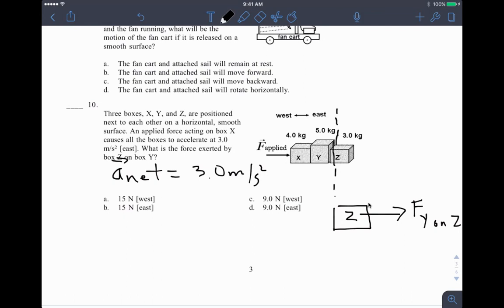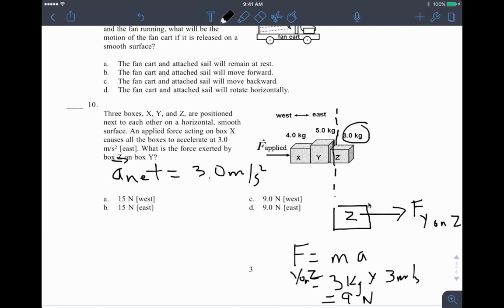So what we look at is, how much force does it take to accelerate just block Z, which has a 3 kilogram mass, at 3 meters per second squared? Very quickly here, you can maybe see this math. We would do a force calculation: 3 kilograms times 3 meters per second squared, and we get 9 newtons. So this force is really the force of Y on Z. It means that block Y will push on block Z with 9 newtons of force to the east.